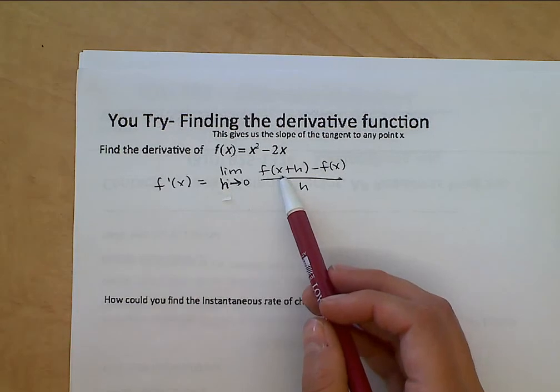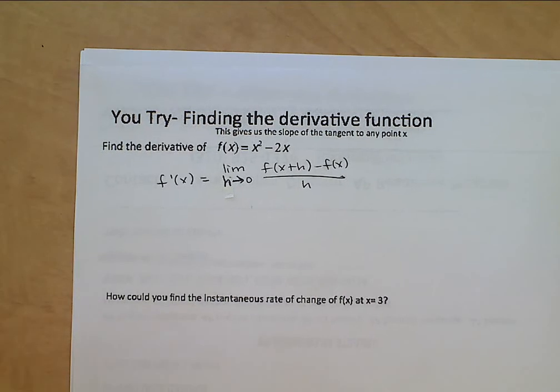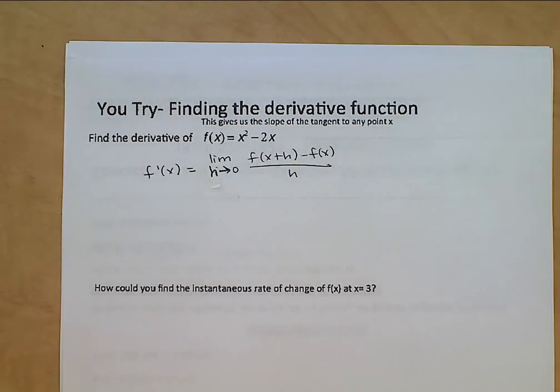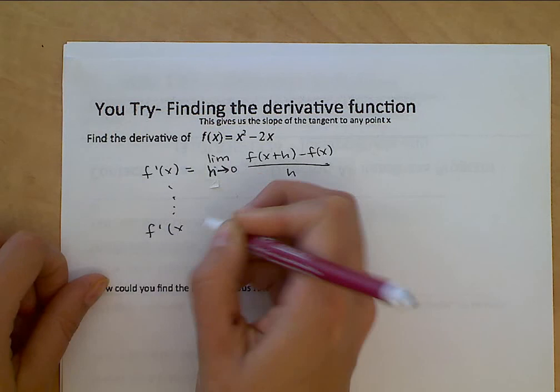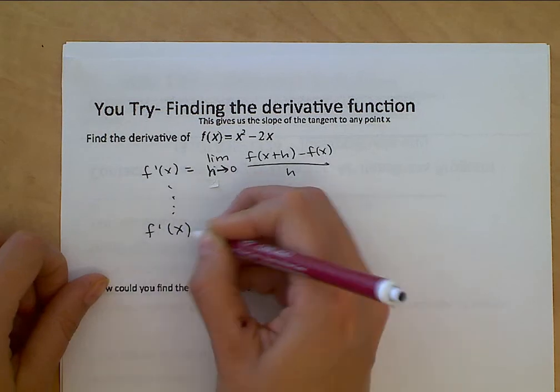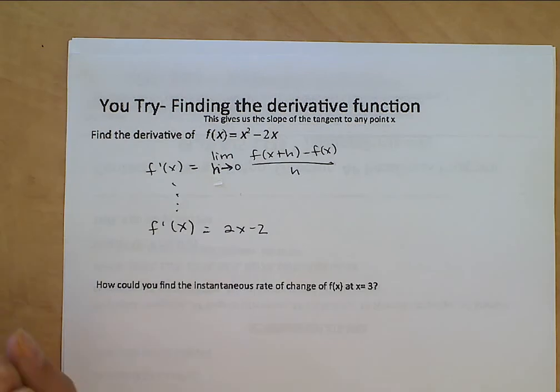So we did an example in class together, and I want you to try this one on your own. Pause the video, try it on your own. After trying it on your own, you should have ended up with f prime of x equals 2x minus 2. If you did not get this, please find your error and correct your work until you get f prime equals 2x minus 2.